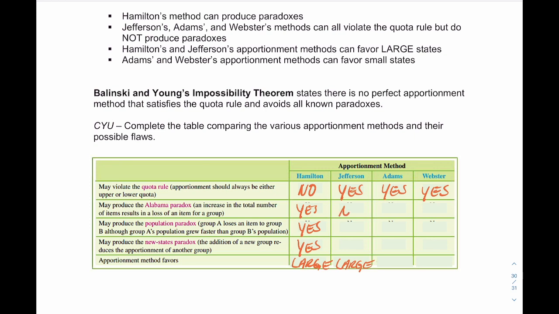And then these are all no, because Jefferson, Adams, and Webster don't have any paradoxes, but they do not satisfy the quota rule, whereas Hamilton's does. And Adams and Webster favor smaller states.